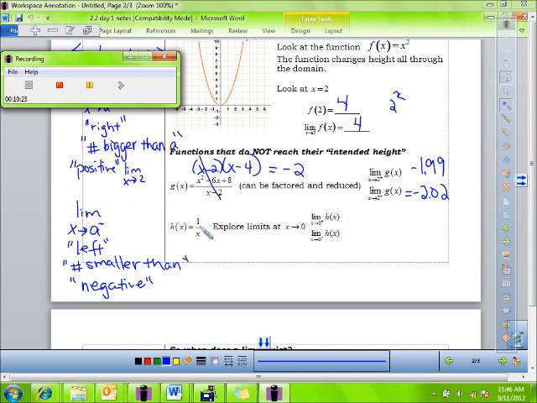So if we look at h of x equal to 1 over x, and we want to know what's the limit as x is approaching 0, again, think of this. If you put 0 in for x, you're going to get 0 in the denominator. Can you have that happen? No. So that's a problem. So we look at it as coming from the positive side.